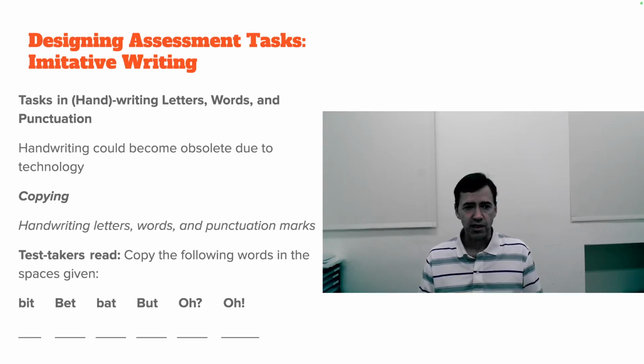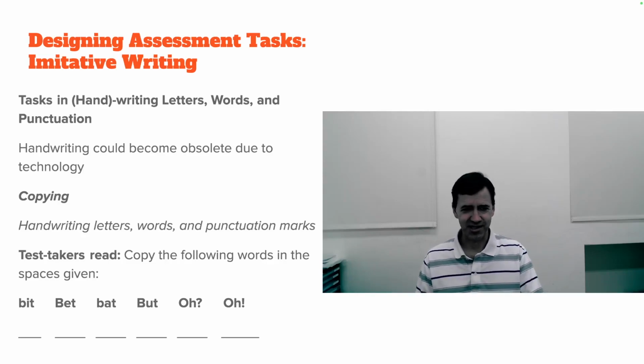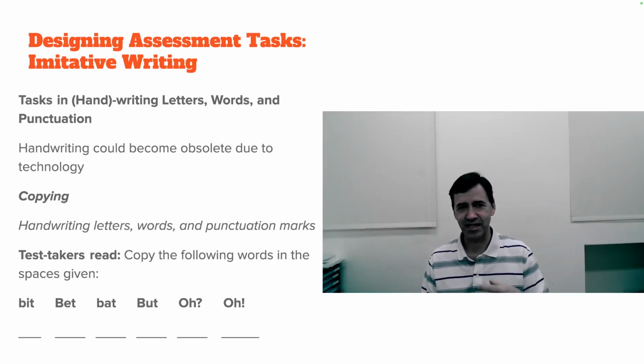Okay, so saying that, the first example we have is copying. This is something we will do at the very, very basic level in elementary school, where test takers will read, copy the following words in the spaces given. But again, as I mentioned in a previous video, if students are at this level, they probably cannot read the prompt and they will have to be given it orally from the teacher. But basically, you just copy exactly what you see.